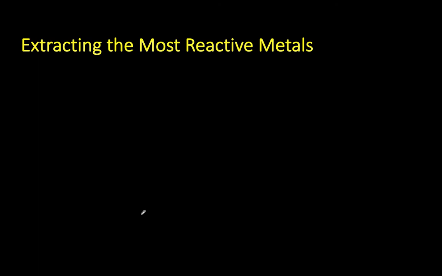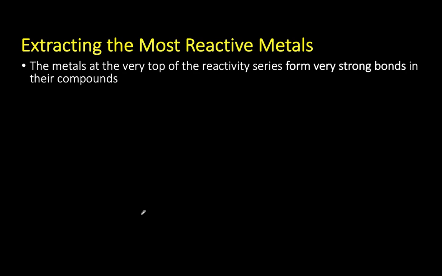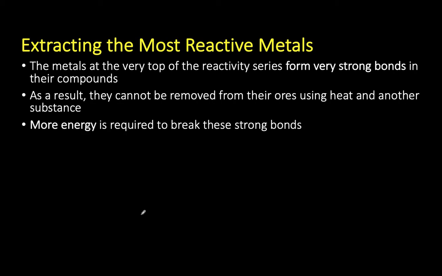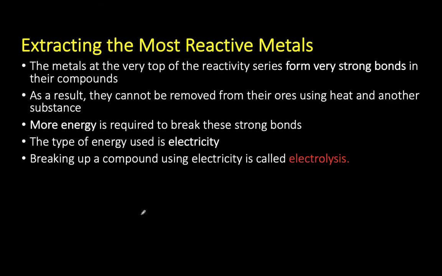So that takes us to our most reactive metals. Now the metals at the very top of your reactivity series form very strong bonds in their compounds, and because of that they can't be removed from their ores just by using heat and another substance. We need much more energy to break the bonds, and that type of energy is electricity. Now when we break up a compound using electricity, that's called electrolysis.